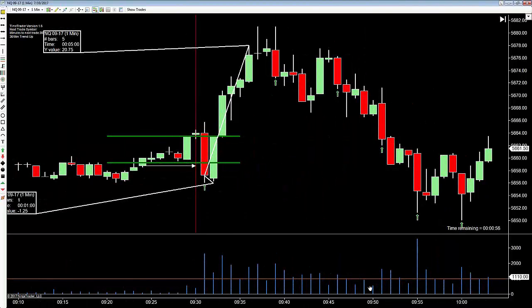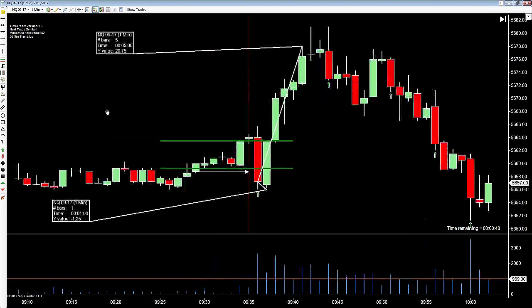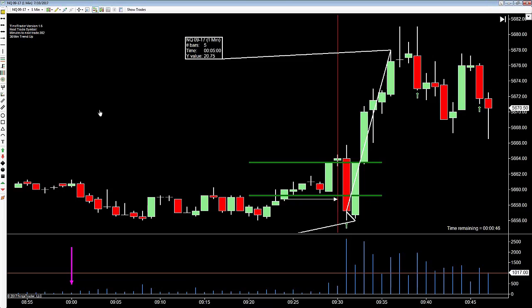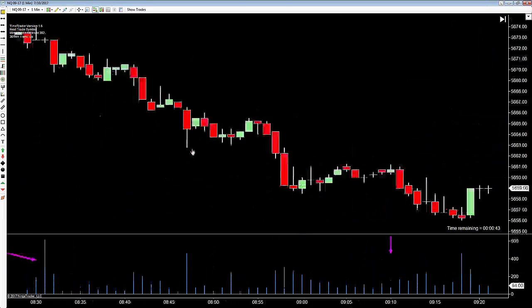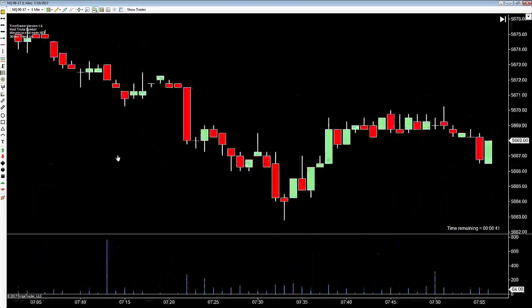Significant decrease in price with a significant increase in volume. It goes down 1.5 points, shoots up for 20 3/4. Not a bad move. Definitely would have gotten my targets on that.